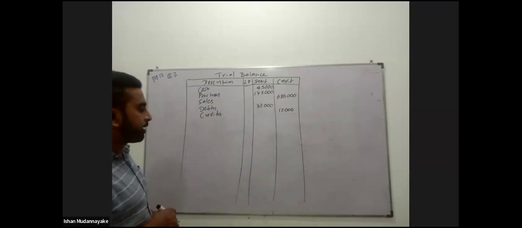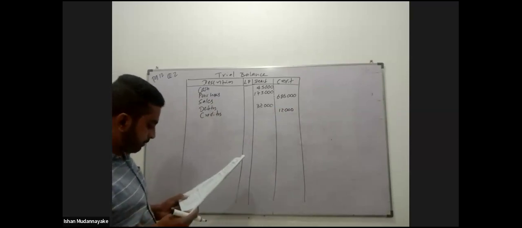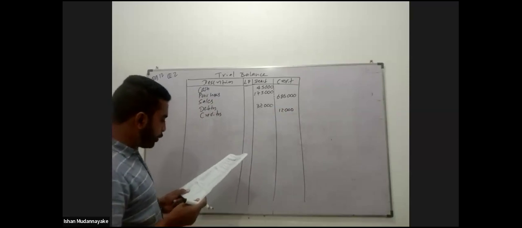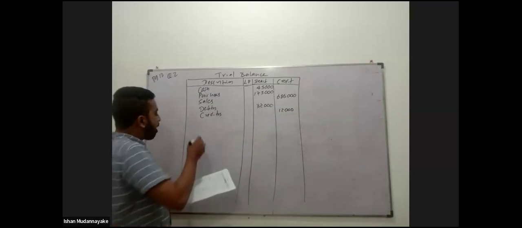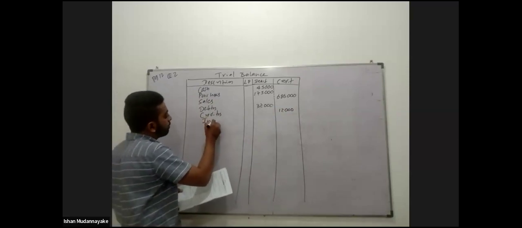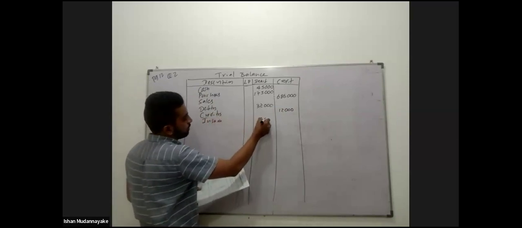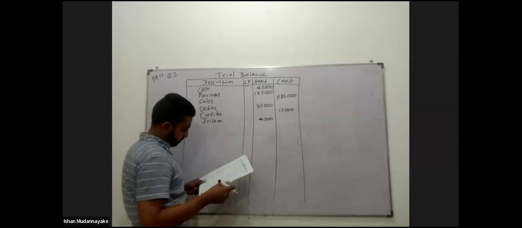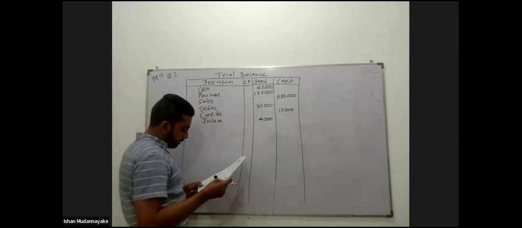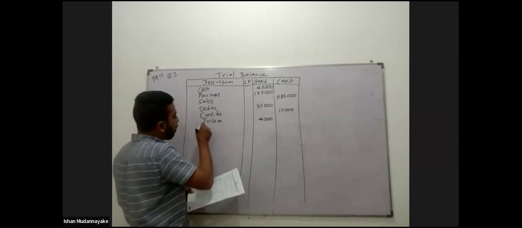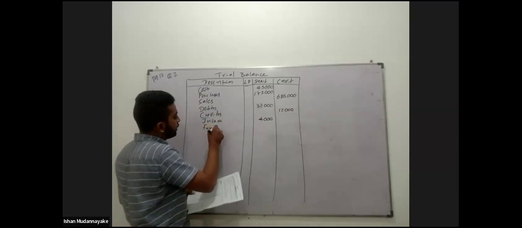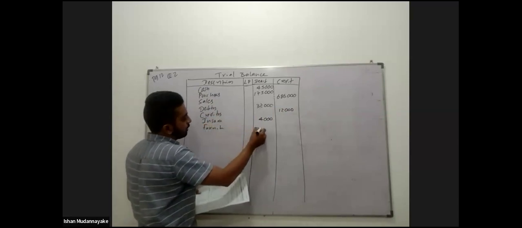Creditors 12,000, credit side. And then insurance charges, debit. Yes, insurance charges 4,000, debit side. Furniture, debit. Yes, furniture 25,000, debit side.